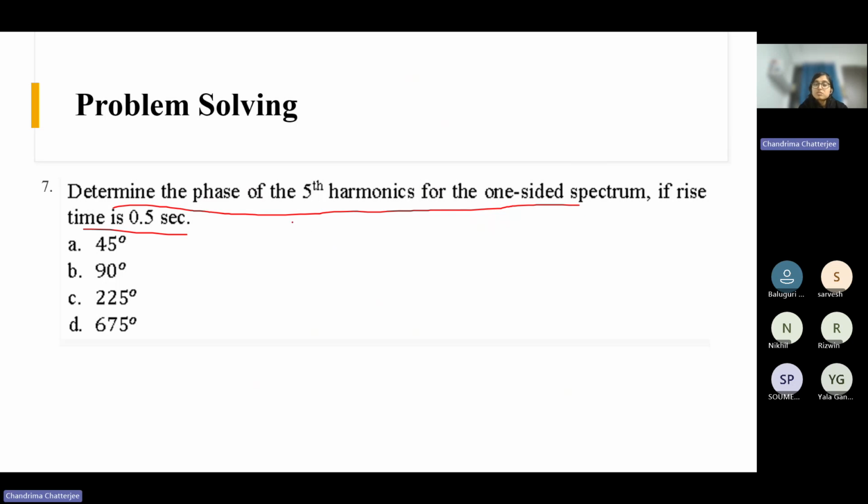Okay. So these questions are basically like this only. Either you will have to find out the phase or the magnitude. Okay. Although magnitude spectrum is more important in case of EMI, but yeah. So this kind of questions you will get in your assignments.